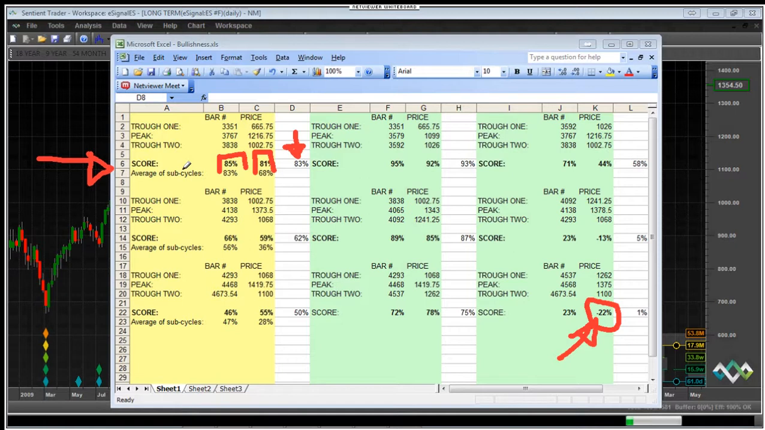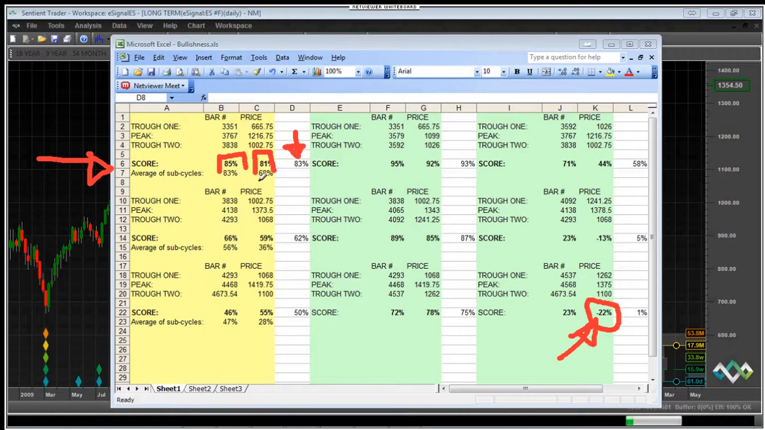Okay, and now as you can see, we have two ways of scoring our cycles. The first way has to do with where the peak occurs. The second way has to do with where the final trough occurs relative to the initial trough. Our first 18-month cycle scored 85% in terms of where the peak was, and it scored 81% in terms of where the final trough was.